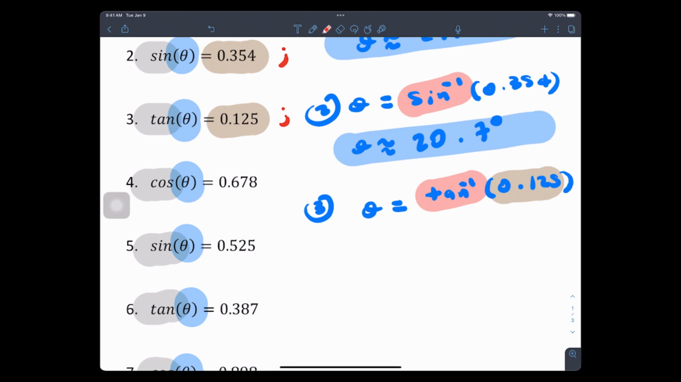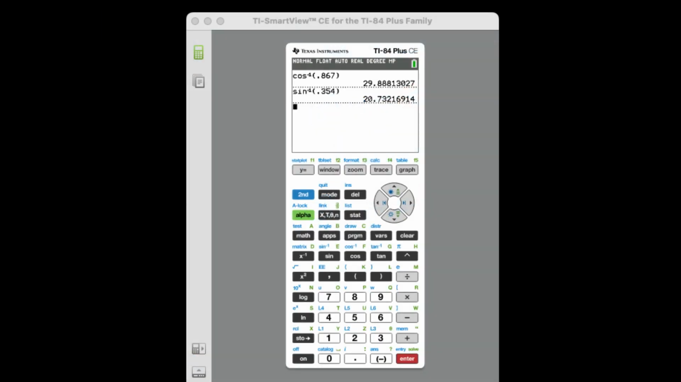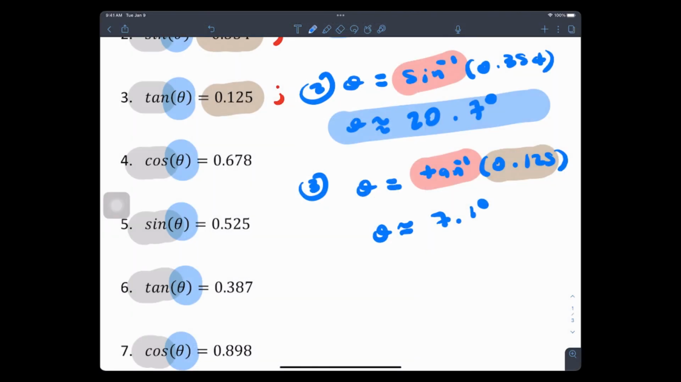And this is an exercise in using the calculator. So second, inverse tangent, 0.125, and close that. And ladies and gentlemen, what do you get now? 7.1. All right. So that angle is approximately 7.1 degrees. Okay, so that's the angle.